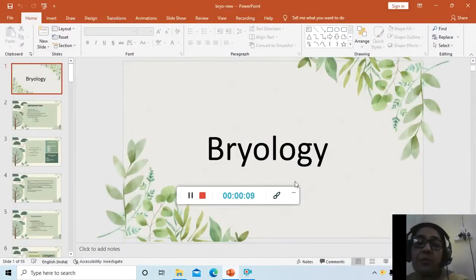Today we will discuss bryophytes. The study of bryophytes is called bryology. It is a branch like phycology, mycology, pteridology, and so on.